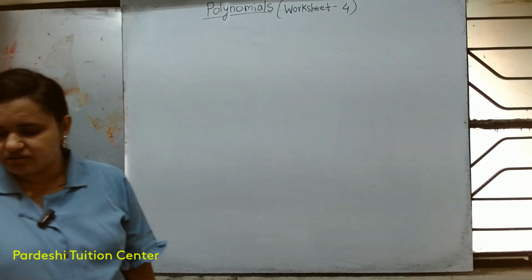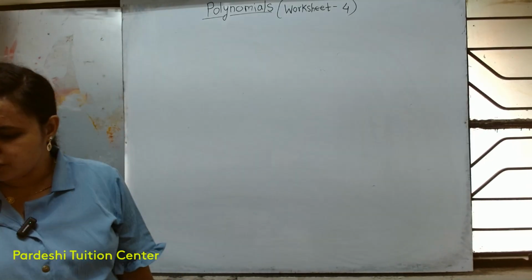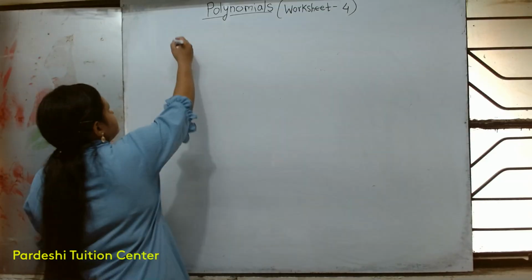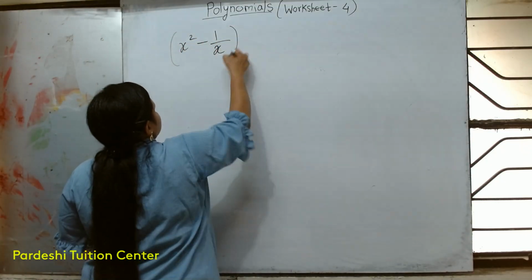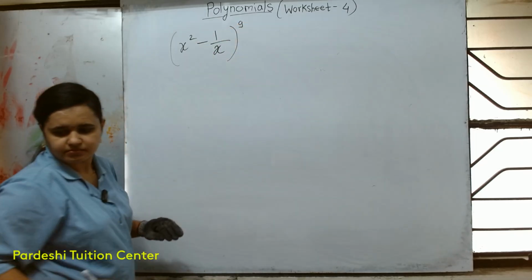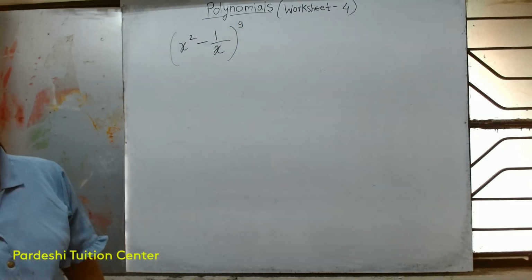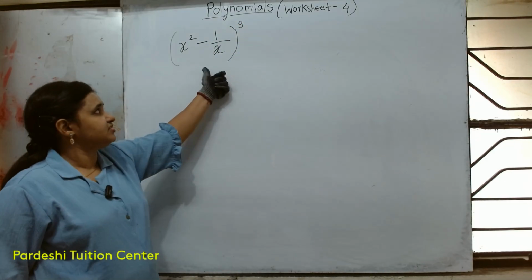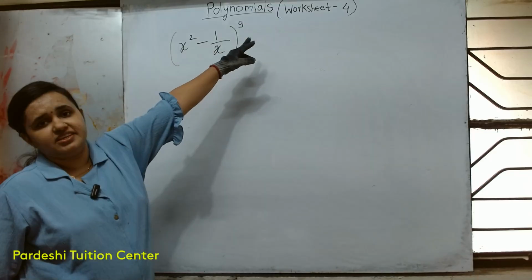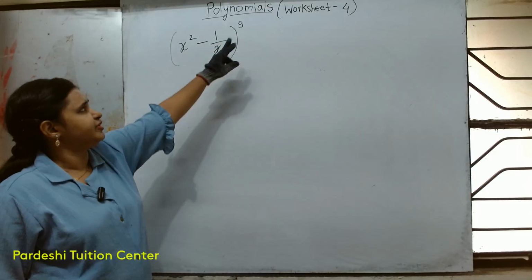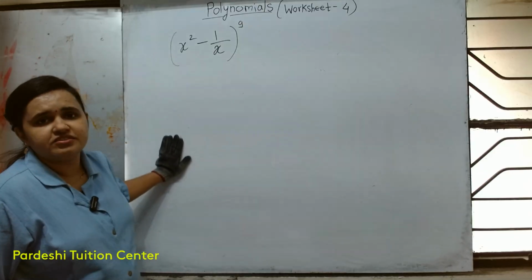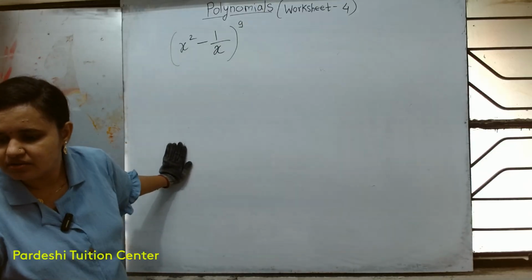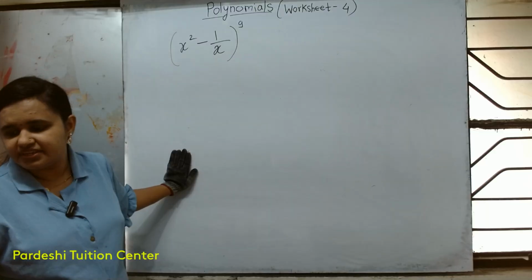Now the third one, again the term independent of x in (x square minus 1 upon x) to the power 9. Again the independent term is asked. Now you cannot expand this easily. This is (a minus b) to the power 9. So we will just use the formula from question 4, and you have to repeat that formula.